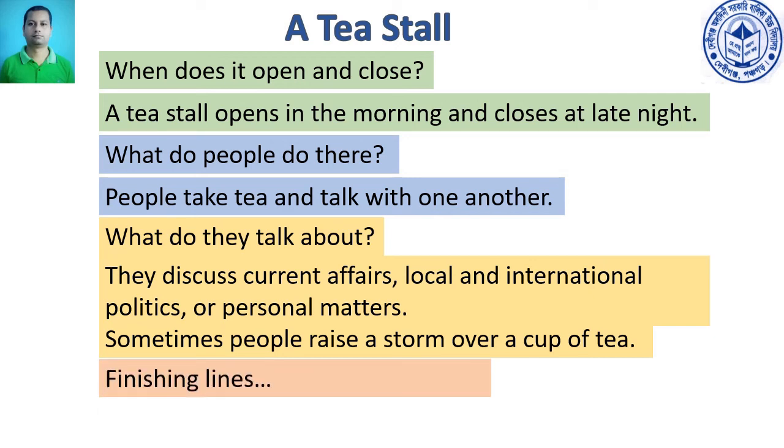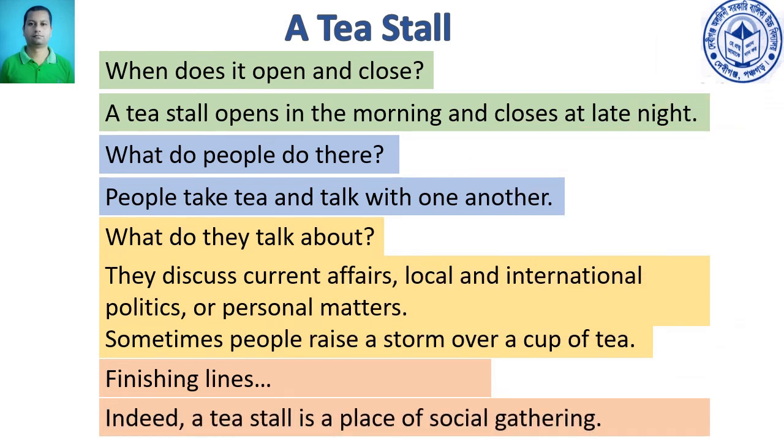Now the finishing lines. Just say some overall thing. I have written, indeed a tea stall is a place of social gathering. You can write anything. It is a very important place. It is very necessary for us. It is very useful for us. This type of thing you can say and finish the paragraph.